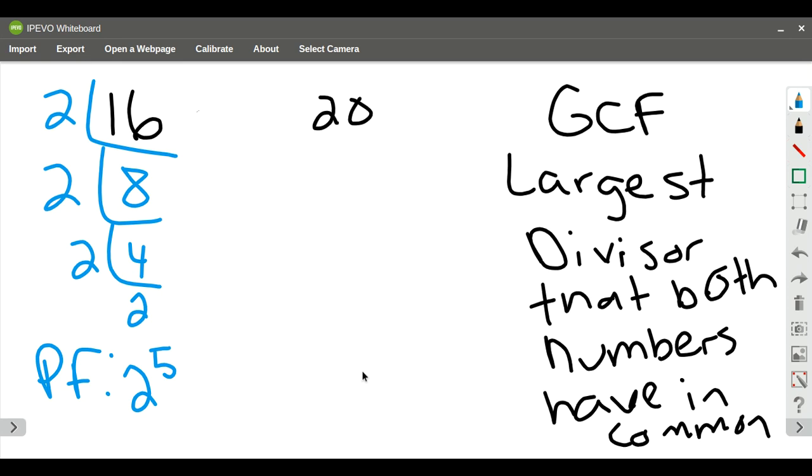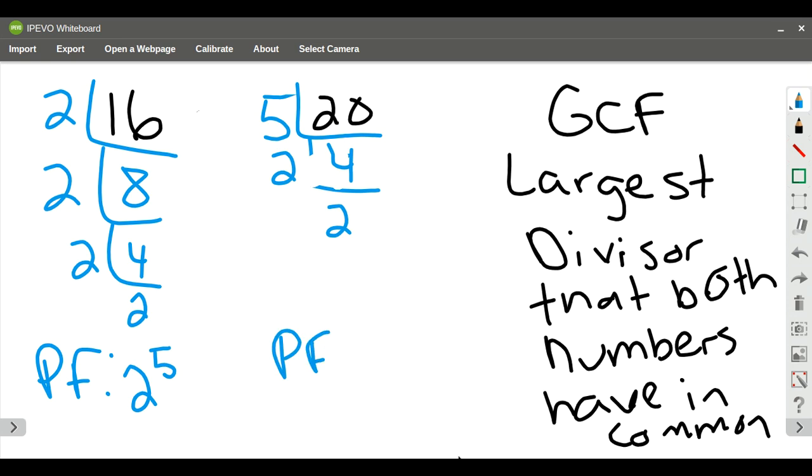And then when we take a look at 20, the first value that I'm going to use is 5. So 20 divided by 5 is going to be 4. I was thinking of dividing by 2. So I get 4. I'm going to divide 4 by 2, and I get 2. And so my prime factorization is going to be 2 to the 2nd power times 5.